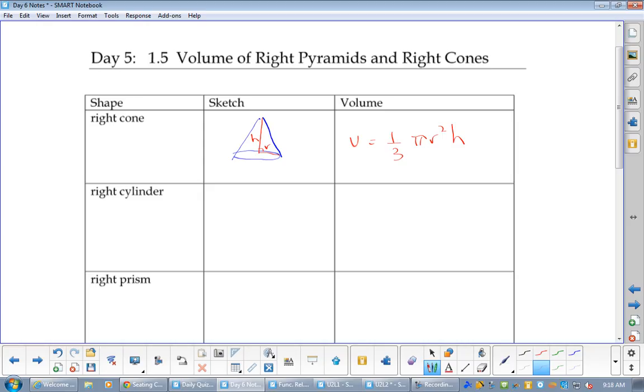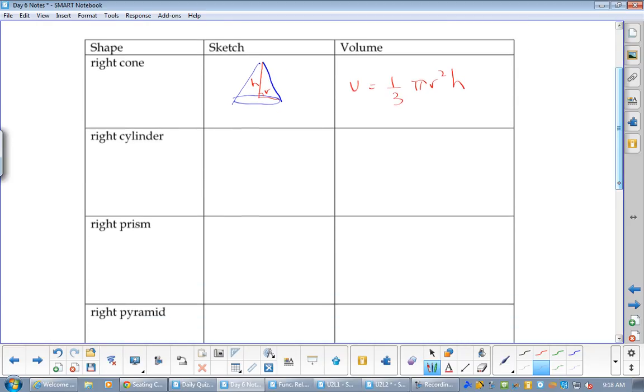The right cylinder actually makes more sense to have done first, because if you draw your two circles, this is your r, this is your h, and the volume of a cylinder, which is actually called a circular prism, is area of the base times height. The area of the base is a circle, so pi r squared times height.